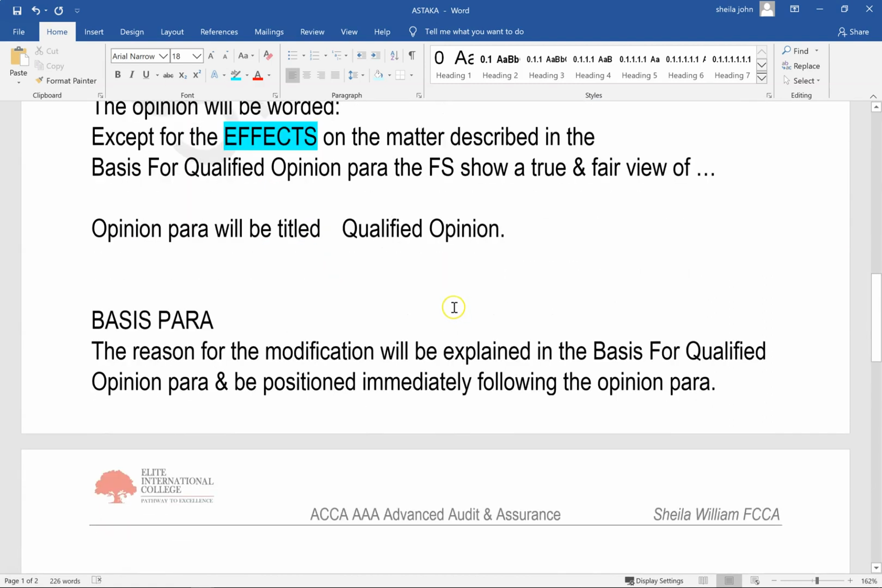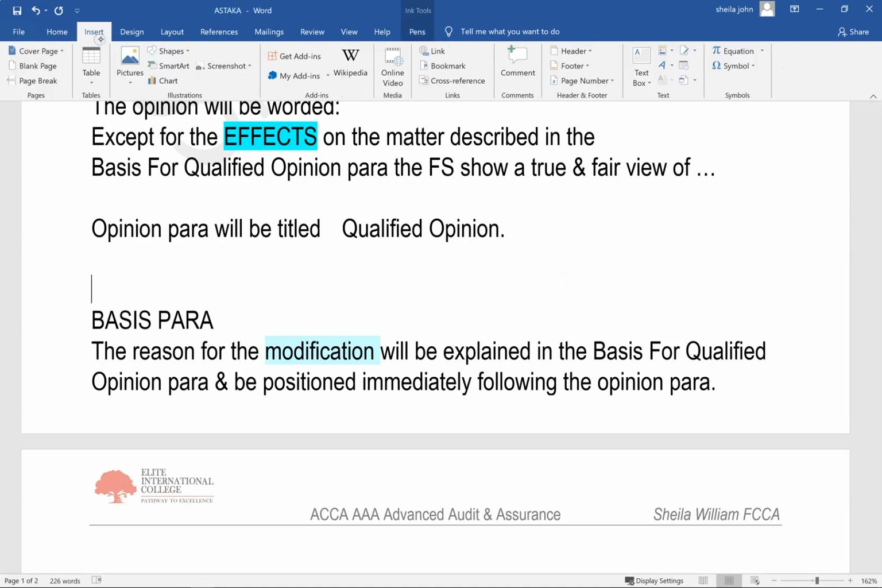All right, so then here, the reason for the modification, again, I use that wording, instead of saying qualification. Of course, if you say qualification in this scenario, it will be absolutely correct, because your opinion here is a qualified opinion. But what if next time you come up with an adverse opinion or a disclaimer of opinion? If you get into the habit of using the word qualified here, then the examiner says, make up your mind. Is it except for, or is it adverse or a disclaimer? All right, so that is how we get it done.